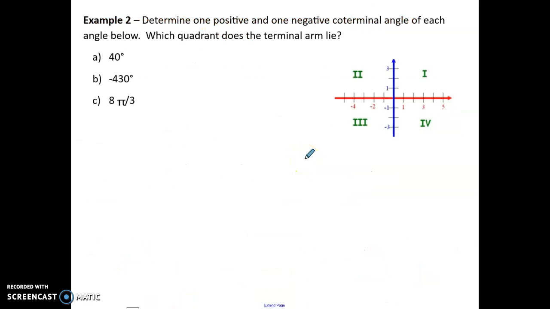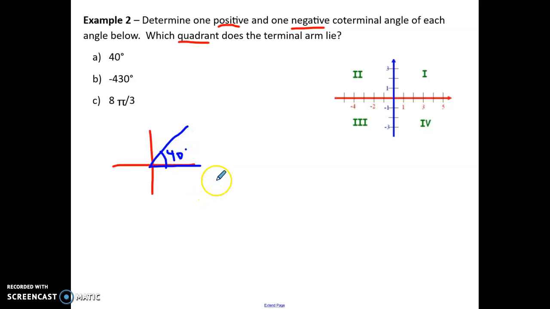Let's go then to example 2. In example 2, we're determining a positive and a negative coterminal angle for each of these angles, and then we'll determine in which quadrant each one lies. Now the quadrant thing we could probably do first, because a 40-degree angle would lie here in quadrant number 1, so we'd have a 40-degree angle here in quadrant number 1.